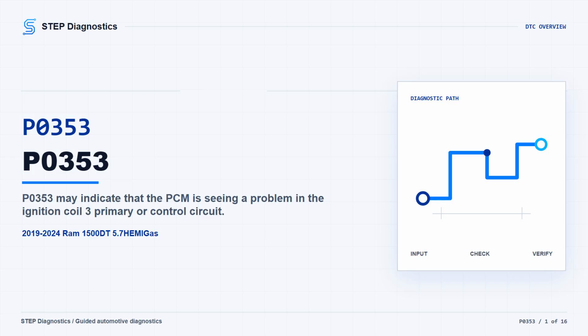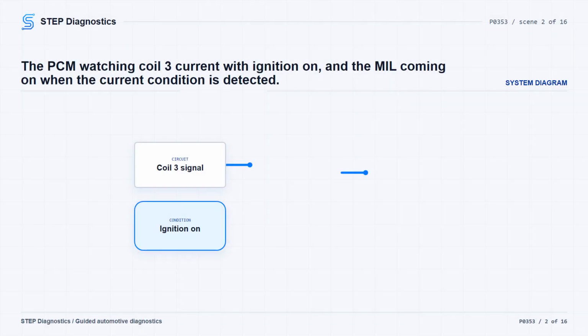The broad fault areas can include the fused relay output feed, the coil 3 control circuit, the coil itself, related connections, or the PCM. Before getting into circuit testing, start with the basic system checks and follow a structured diagnostic approach. This monitor runs continuously with the ignition on. The code sets when the PCM detects ignition coil 3 signal circuit current less than or equal to 0 amps for at least 2 seconds. The default action is that the MIL will illuminate.